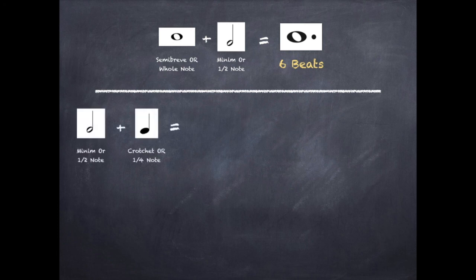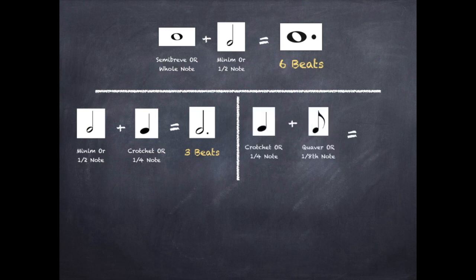If we take a minim or a half note and add a crotchet or a quarter note, which is half of a minim, we join them together to get a 3-beat note, and that is symbolized by a dotted minim. If we take a crotchet and a quaver being half the value of a crotchet, and join them together, we end up with a note that's 1.5 beats in length, and we can symbolize that with a dotted crotchet.